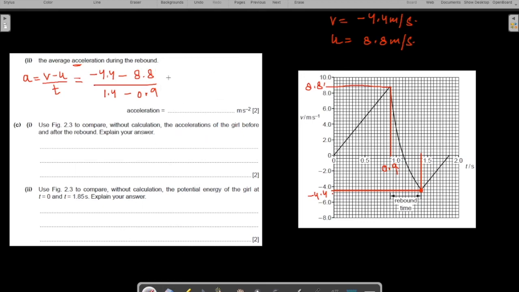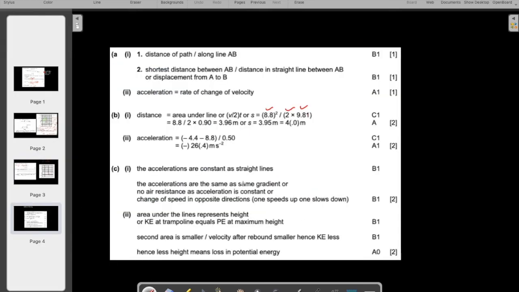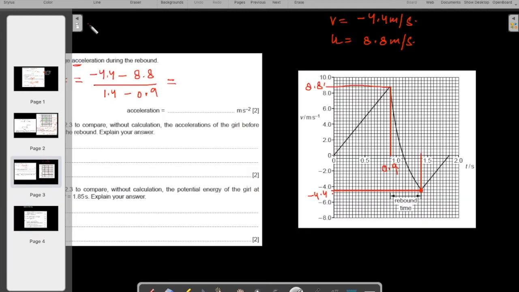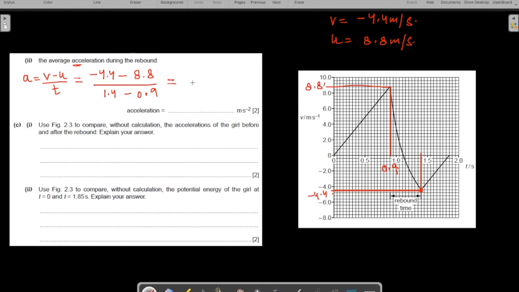Let us look at the mark scheme as well. Are they also doing the same thing? Yes, precisely the same thing. You get an acceleration which comes out to be a negative number, minus 26.4 meters per second squared.